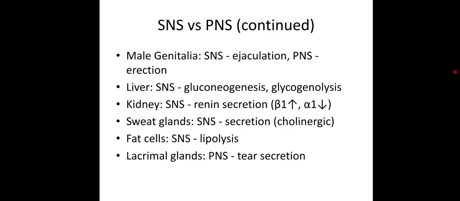Sweat glands, that I have told you before, all kinds of secretions of the body depend upon cholinergic stimulation. So cholinergic stimulation will be there and sweat will be released in the sympathetic nervous system. So in the sympathetic nervous system, there is only one pathway in which acetylcholine acts, that is the sweat glands. While in case of fat cells, beta 3 receptors are present, so there will be lipolysis upon stimulation of the sympathetic nervous system. And lacrimal glands, tear secretion in the PNS, as it is cholinergic again.